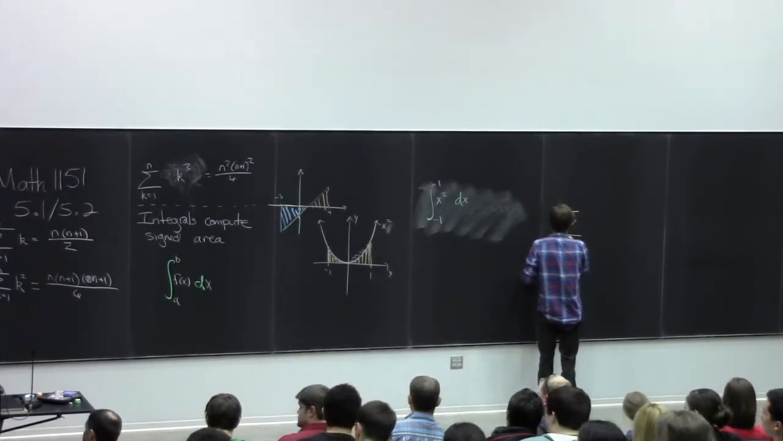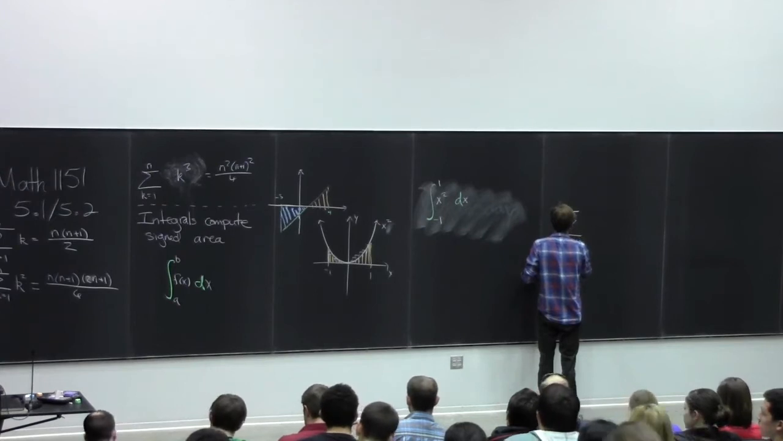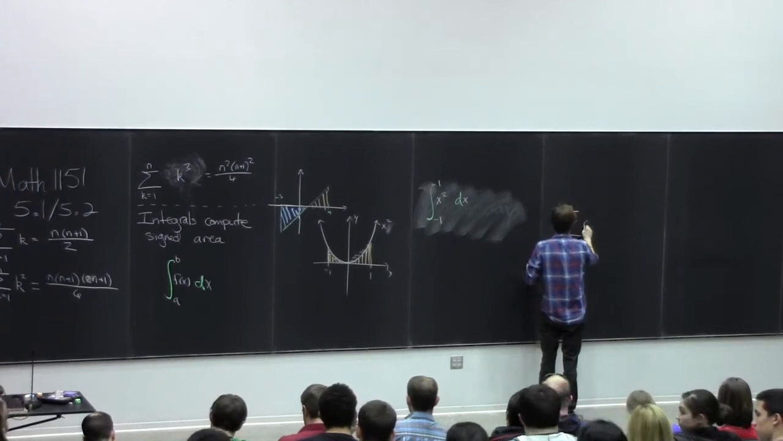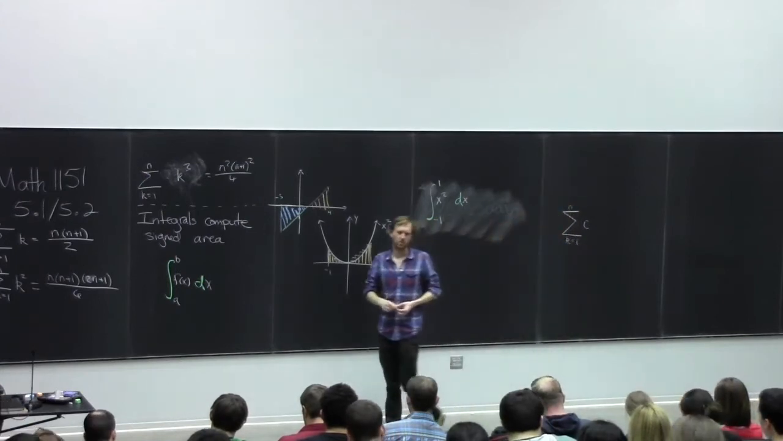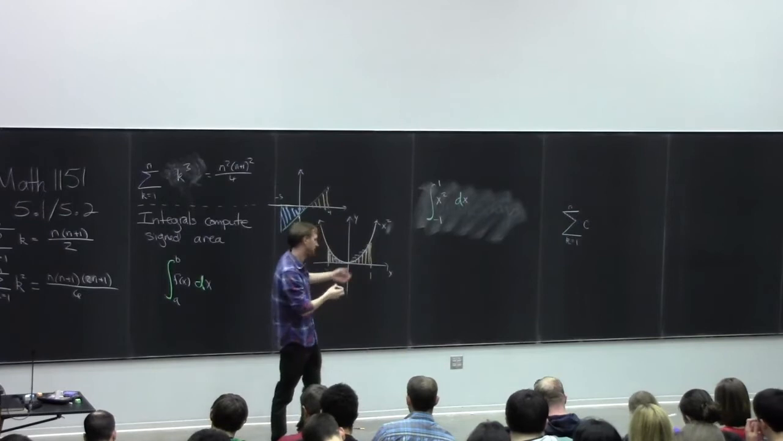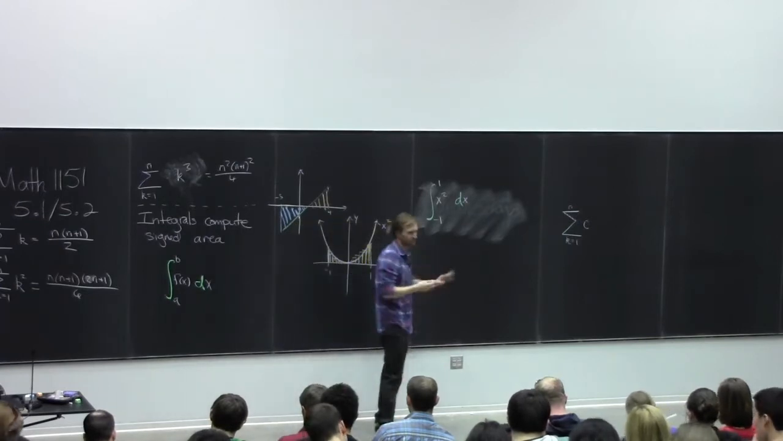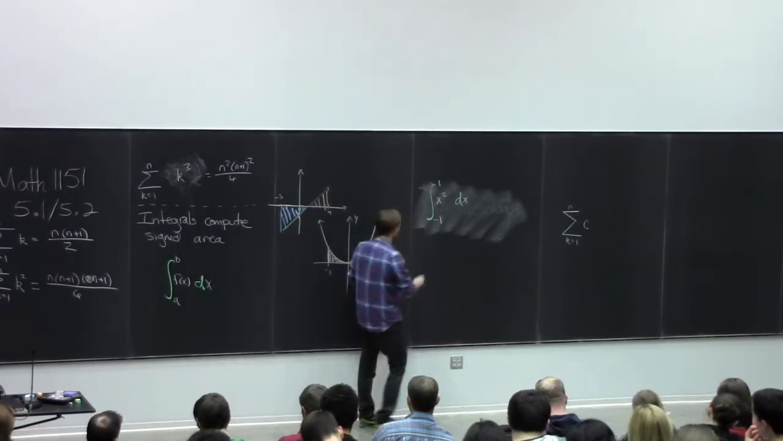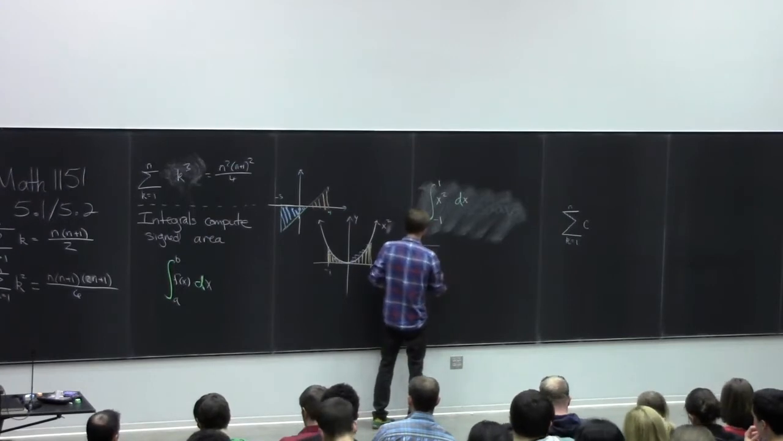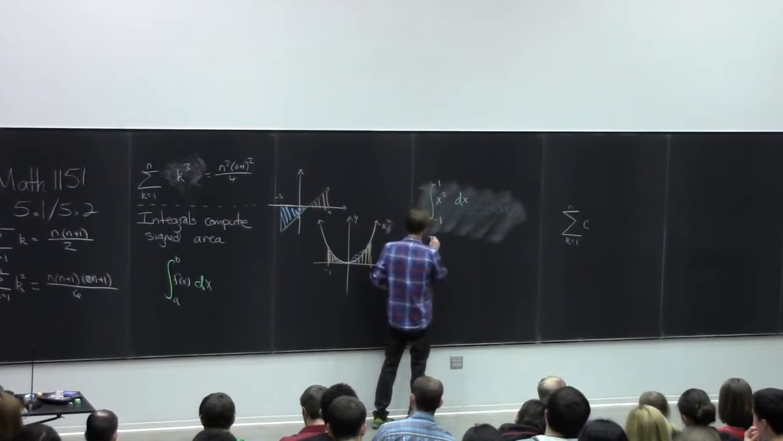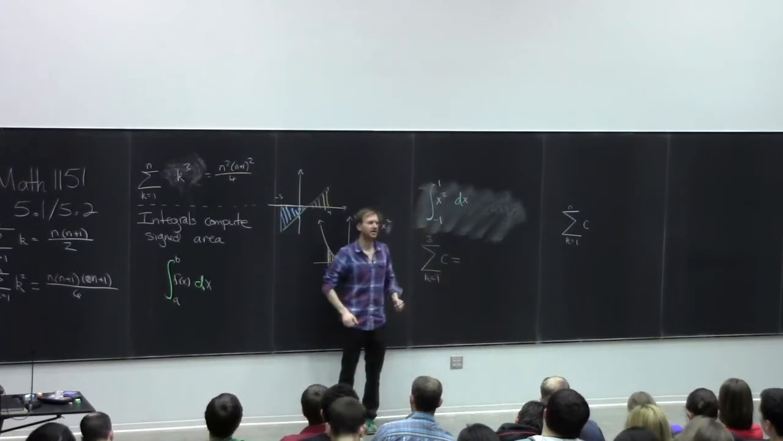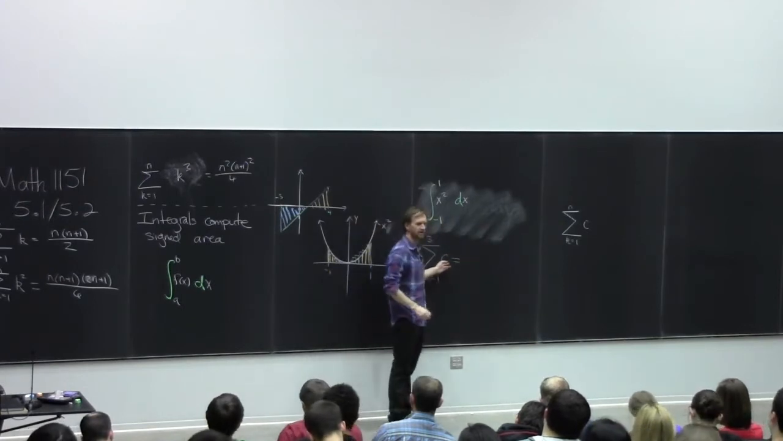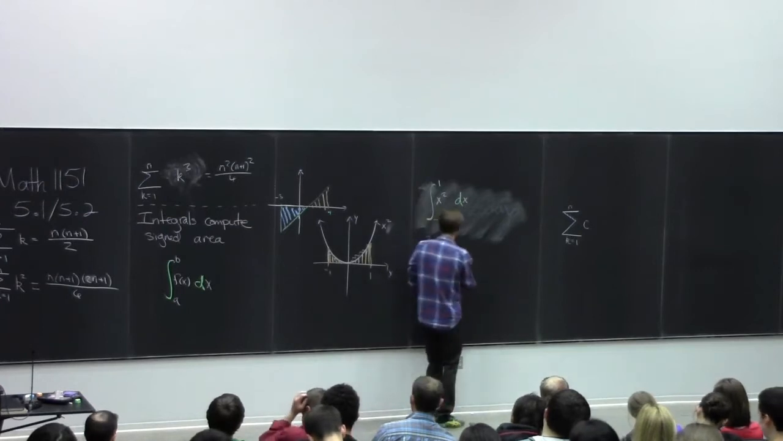The sum of k equals 1 to n of c, where c is a constant. Now, what does this mean when I write this? I'll do a simpler example and see. So I'm going to take the sum from k equals 1 to 3 of c. So I say, OK, k equals 1. What am I adding together? C. So I put down a c.